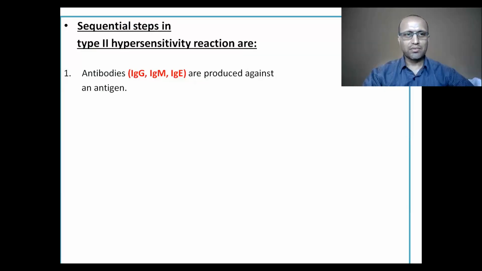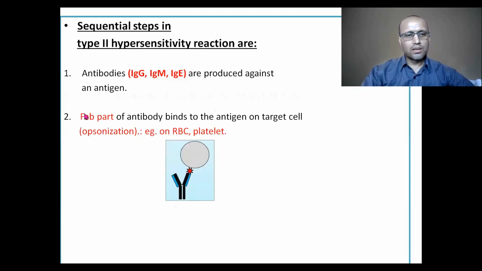Now, let's have a look at the sequential steps in type 2 hypersensitivity reaction. Antibodies, which are usually IgG, IgM, or IgE, are produced against an antigen. The FAB part of antibody binds to the antigen on target cell. This is target cell. For example, it can be red blood cell or platelet. This is the antigen on the target cell. So FAB portion of antibody binds with the antigen on a target cell.